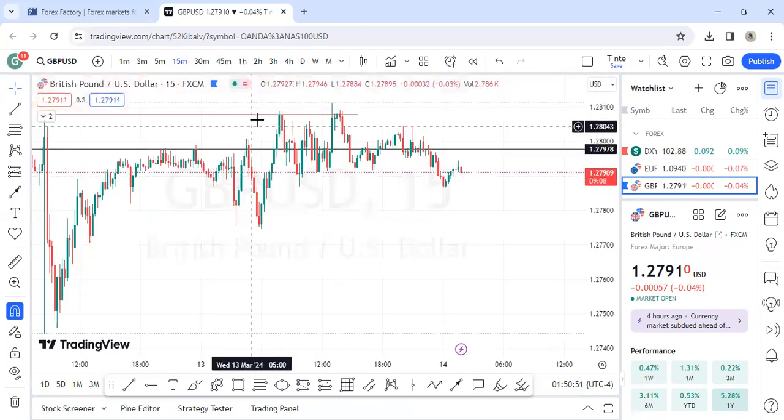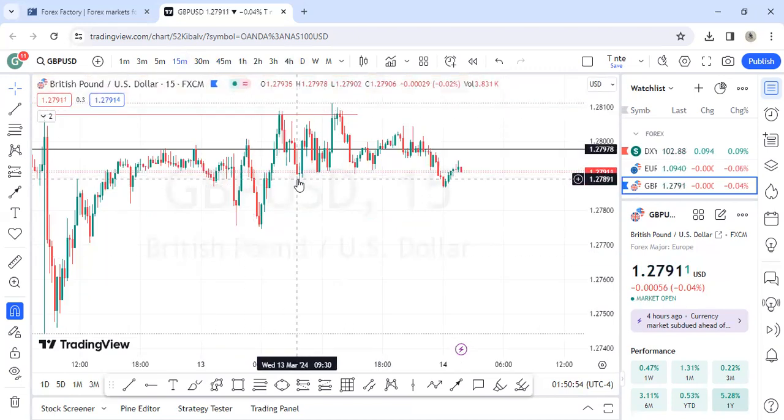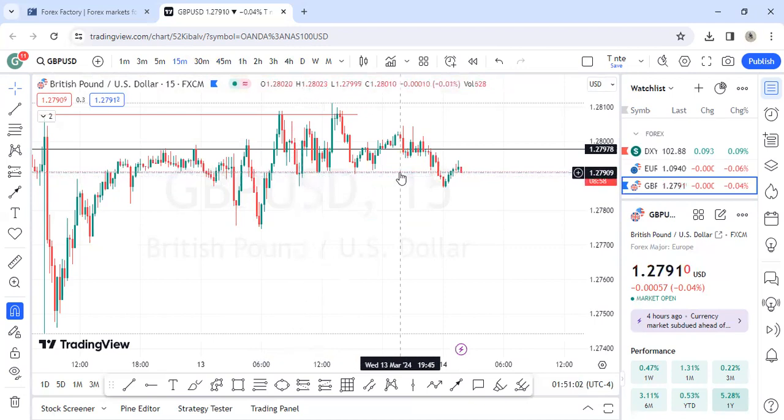You can see that price has given a bearish break of structure. The market has closed below this swing low, so we have a bearish break on the 15-minute chart, and we are playing off this imbalance here.